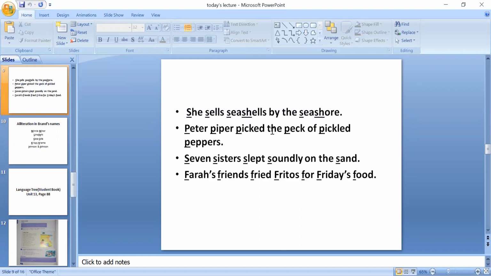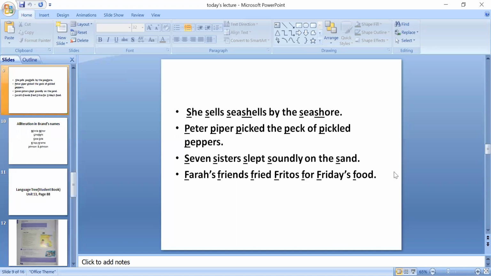Peter Piper picked a peck of pickled peppers. Which sound is repeating here? Obviously, the P sound is repeating here. Next, seven sisters slept soundly on the sand. Which sound is repeating? Obviously, the S sound. Got it? And the last example: Farah's friends fried fritters for Friday's food. Which sound is repeating here? The F sound. So this is alliteration.